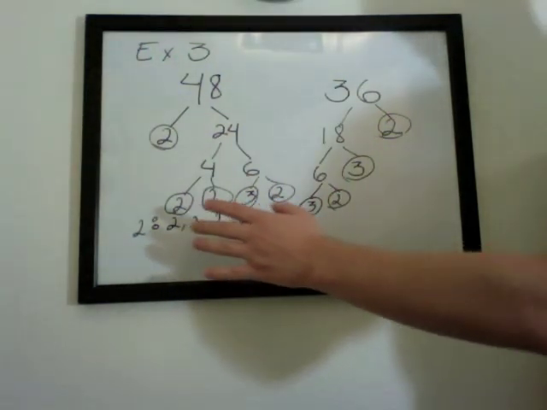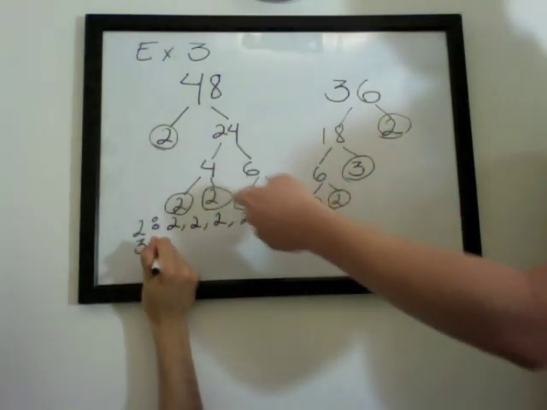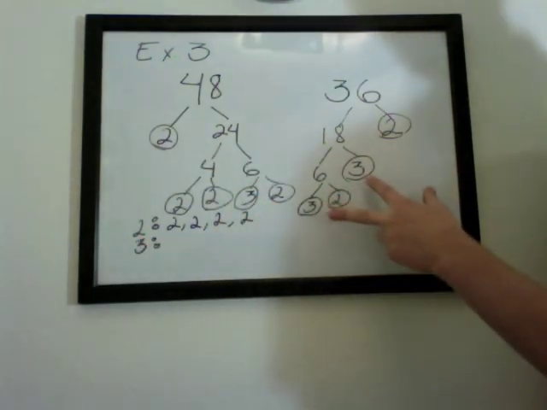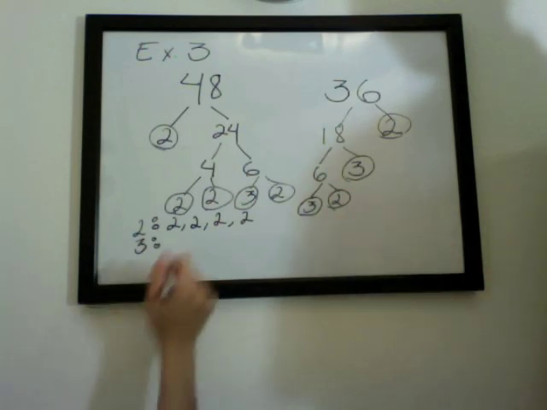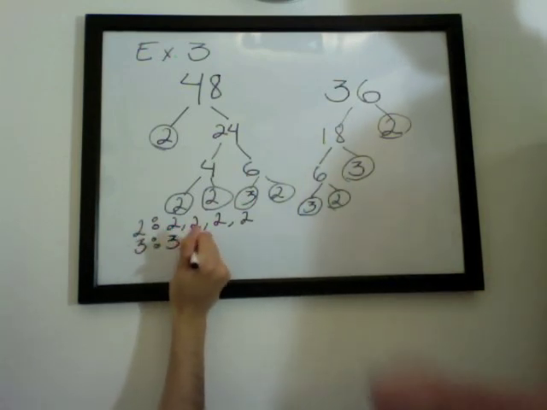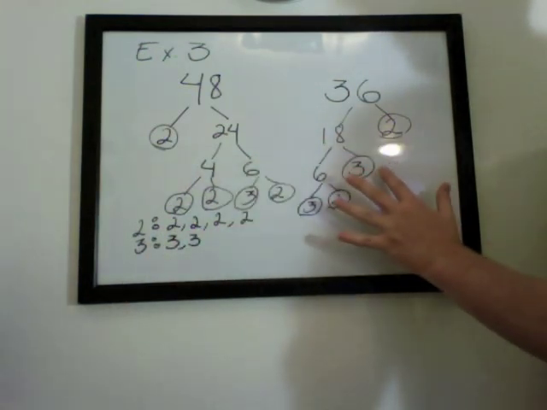Now, we're going to look at the 3's. Which one has more 3's? This one has 1 3 here. This has two 3's. So let's take the 3's from here. There's only 2 of them. Even though this has a 3 here, we're going to ignore it. We're just going to take the 3's here.